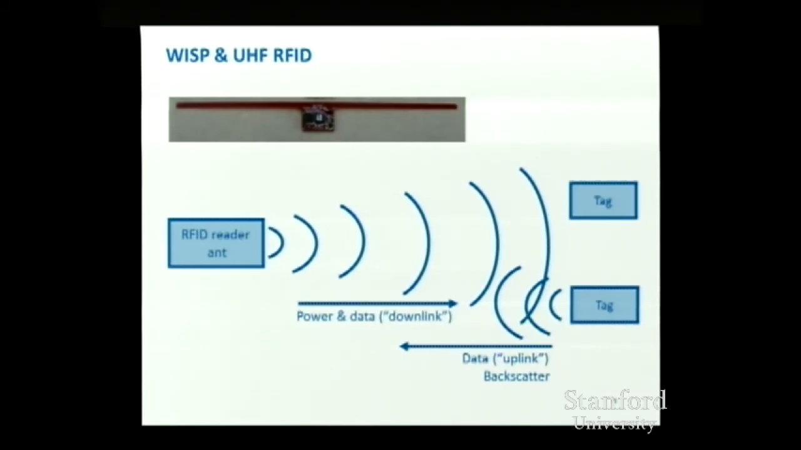So rather than having to have your own ability to create light, the tag just does this backscatter, which is, as you can imagine, very energy efficient because it's not generating any RF signals, it's just reflecting them. So the WISP has a microcontroller which can actually execute general purpose programs. We can also put sensors on it.